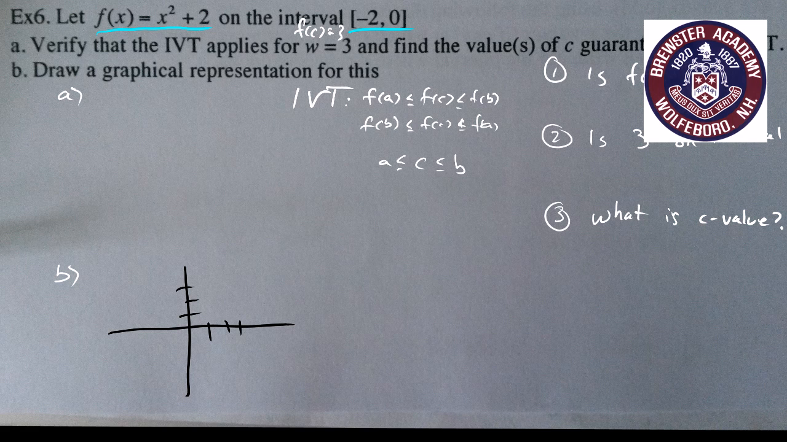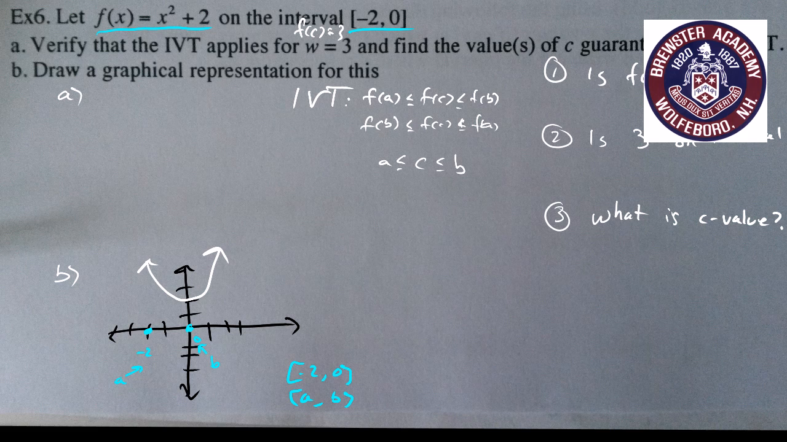If we graph our function, it's going to be a parabola that's been shifted, and we have our f of a and our f of b. So we have the interval negative 2 comma 0, and that's going to be our a and b. So our a is negative 2, this is our a value. Our b is 0, our b value.